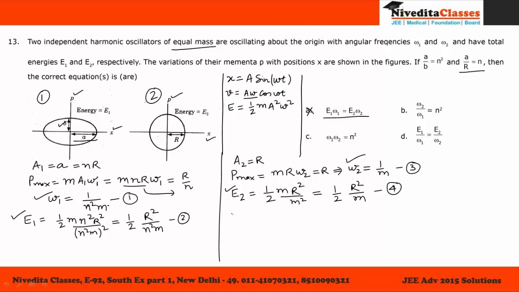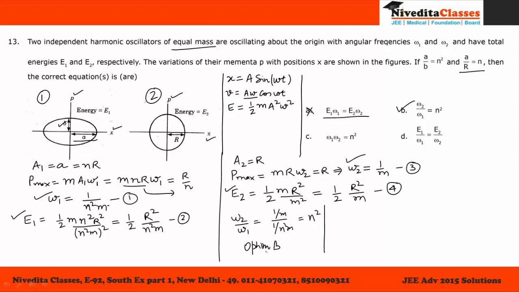So omega 2 divided by omega 1 will be equal to 1 divided by m divided by 1 divided by n square m. So m will get cancelled out and we will be left with n square, which is actually our equation B. So option B is correct. Option B is correct. Okay.